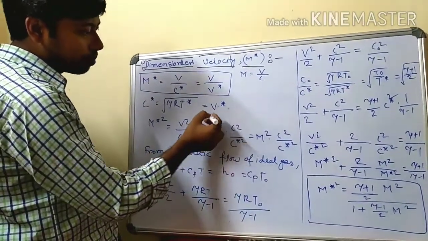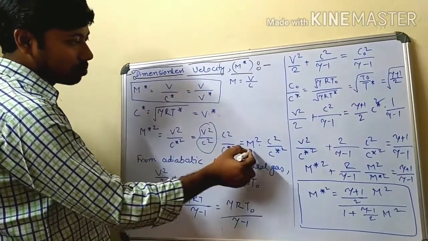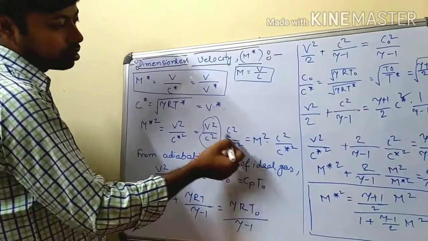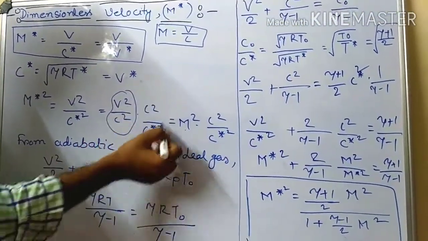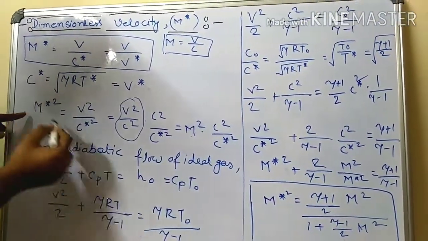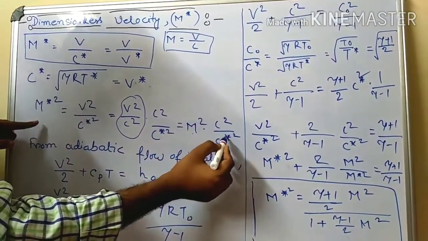Now, as you know, v by c is equal to your Mach number, so you can write this term as your Mach number. In terms of v by c, that will be m square here. The remaining portion is c square divided by c star square. So m star square can be written as m square into c square divided by c star square.